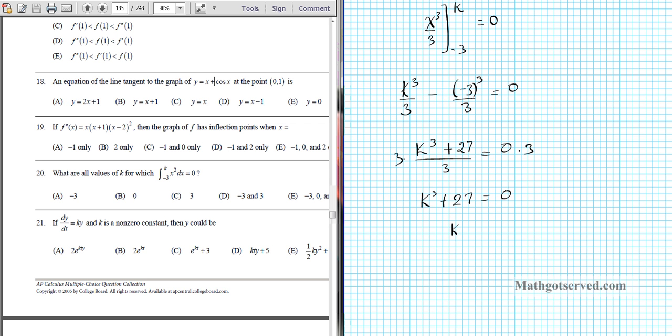k to the third has to be equal to negative 27. And then you basically take the cube root of both sides, and then you have k equals negative 3. So that's your final answer. Option letter A. So A is our final result. All right, so there you have it.